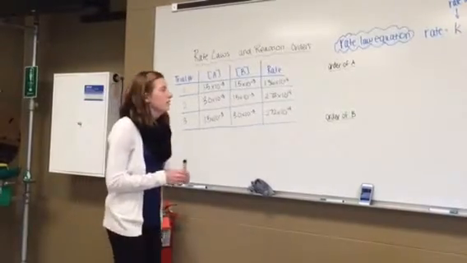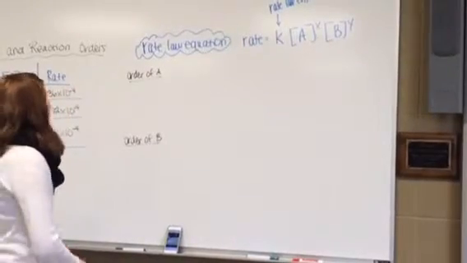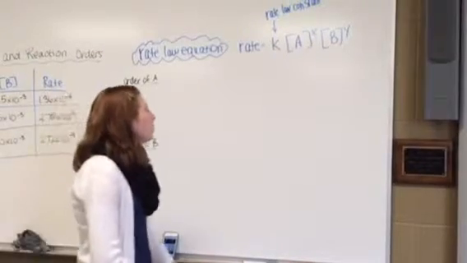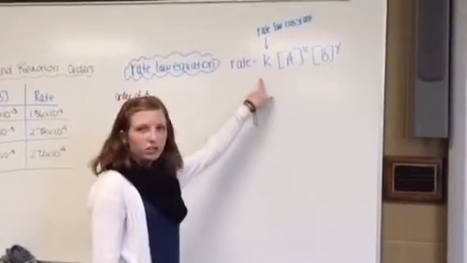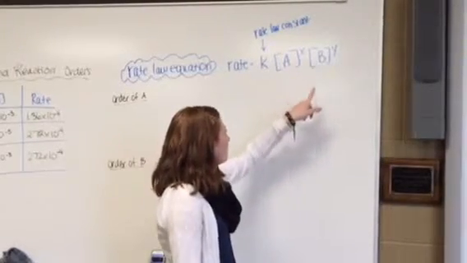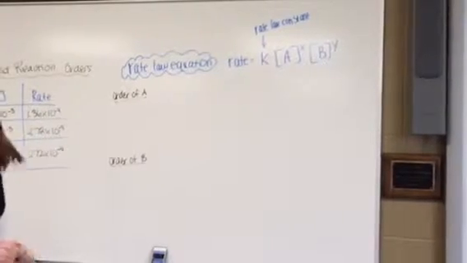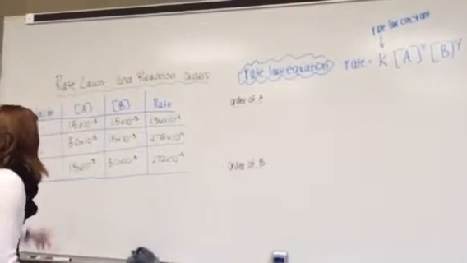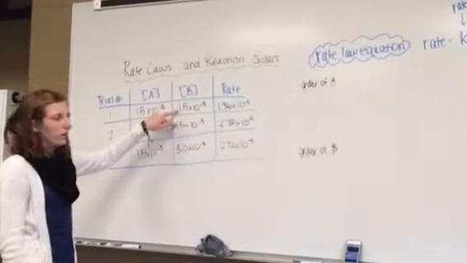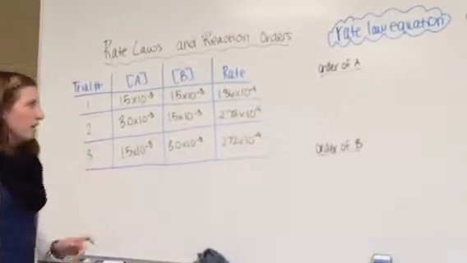In order to do that, you have to use the rate law equation, which is rate equals K, which is our rate law constant, times the concentration of A to the X times the concentration of B to the Y. So in order to find the order of A, you have to pick 2 trials in which the concentration of B is identical. In this case, we would pick trial 1 and trial 2.